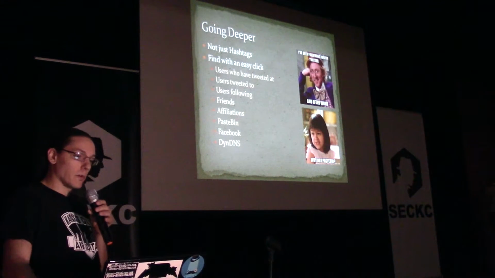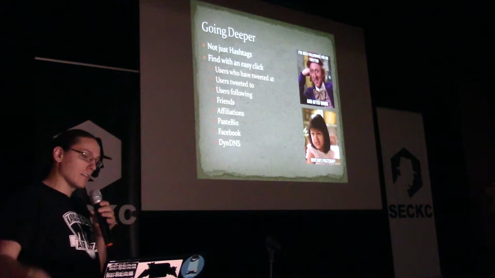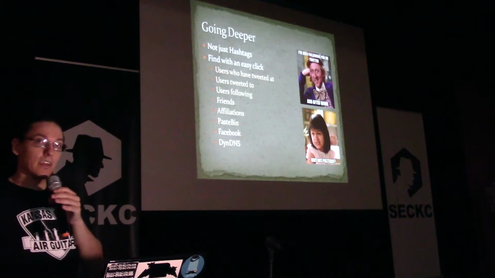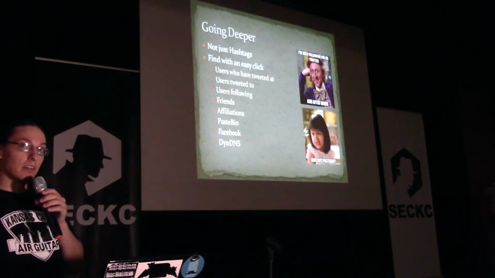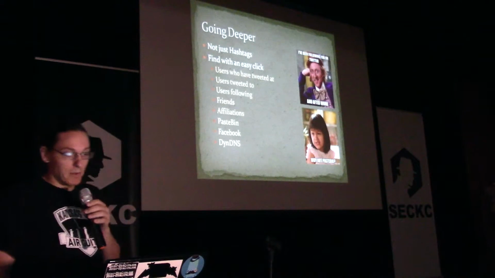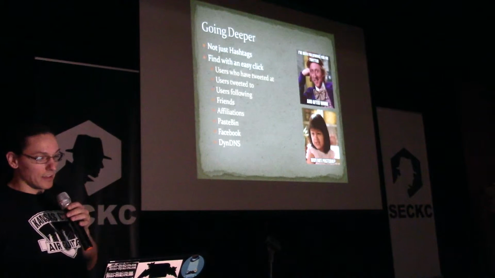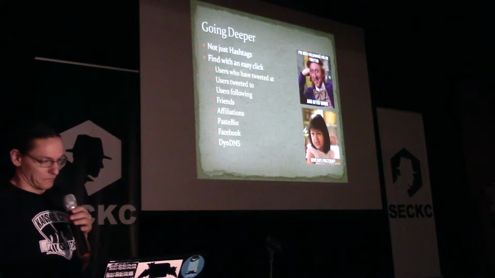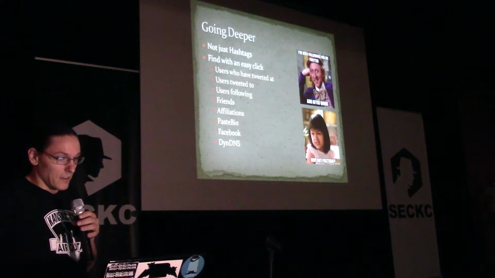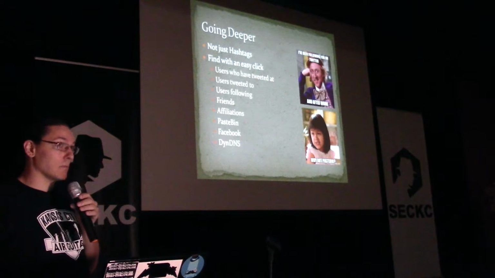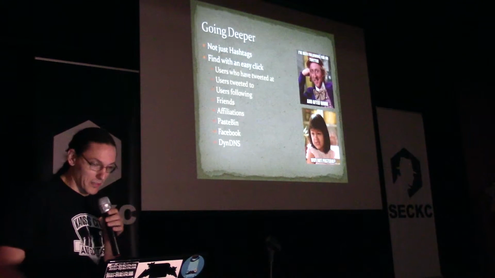I can search further. I can find users who have tweeted at that person, users who are following, their friends, their affiliations, see if they've been leaking anything on Pastebin with their name on it, find out anything about their Facebook account that might be paired with that. And then this one I thought was interesting, any of their dynamic DNS locations. So now you can find out where they were, not just on Twitter, but after work, if they're not good with their Facebook.